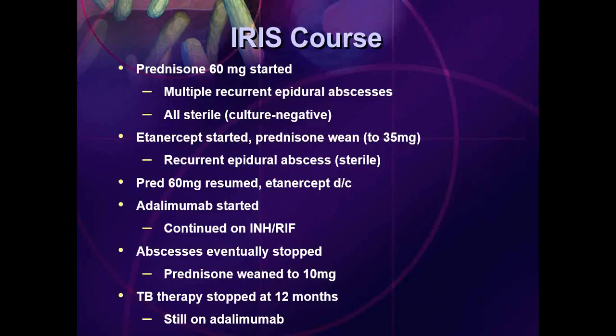We stopped his TB treatment at 12 months, and I think that's one of the points of this, that after a while, probably there's no benefit to further TB therapy, and so we stopped at 12 months, which would be the usual stopping point for a bone infection, 9 to 12 months. Particularly, we felt comfortable with this given we kept demonstrating the abscesses were sterile.